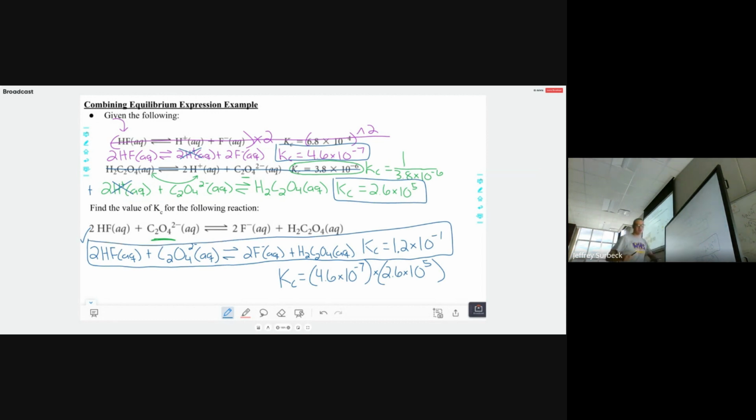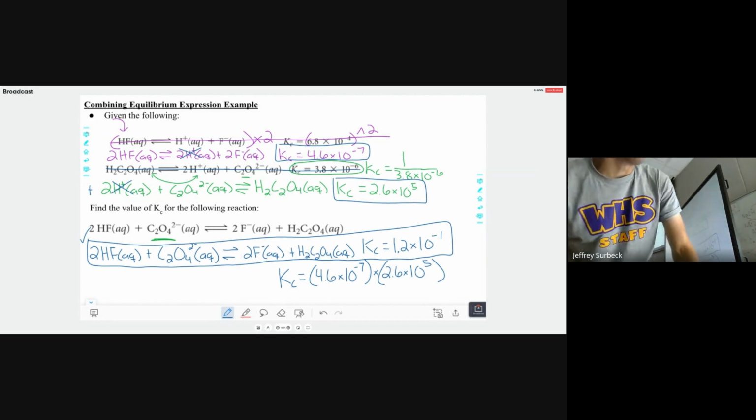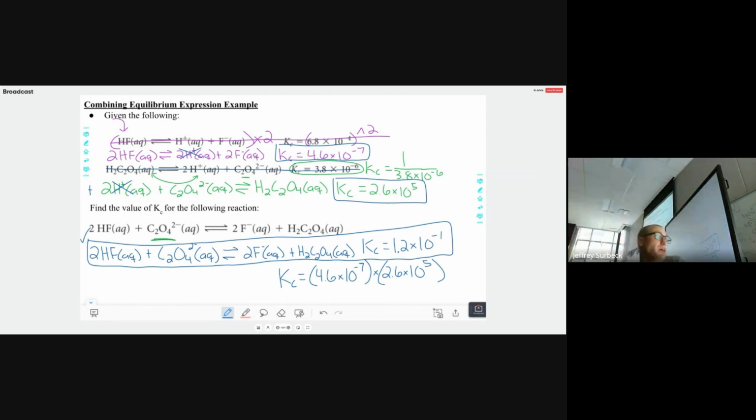The point of this was to show you that we can manipulate our particular K value into the ones we want by abiding by certain rules that determine what happens to our equilibrium expression and our equilibrium constant.